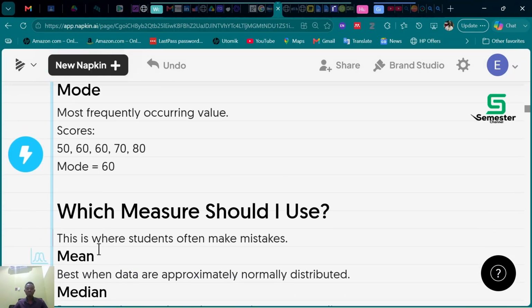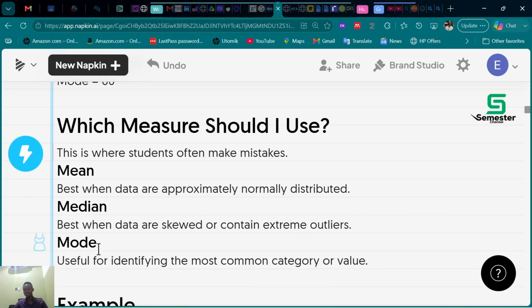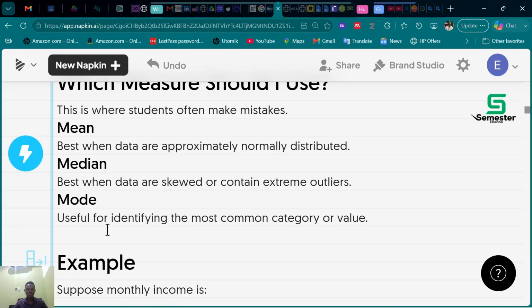Okay, so which measure should you use? When do you know how to use mean, and when do you know to use median or mode? Now, mean is best for normally distributed data, and then its alternative is median for non-normally distributed data. Now, if you want to identify a common category or value, then you use the mode. All right, so basically that is how you should use these.